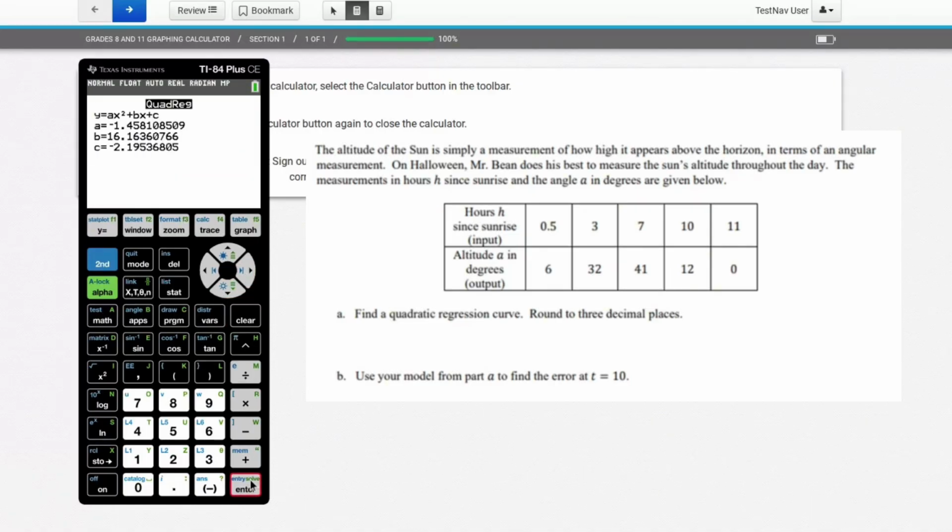Let's get our equation written down. There it is in all of its glory. We have y equals negative 1.458 x squared plus 16.164 x, and then minus 2.195.